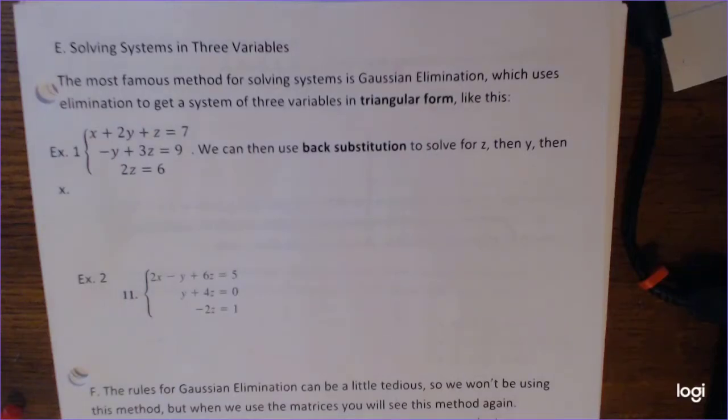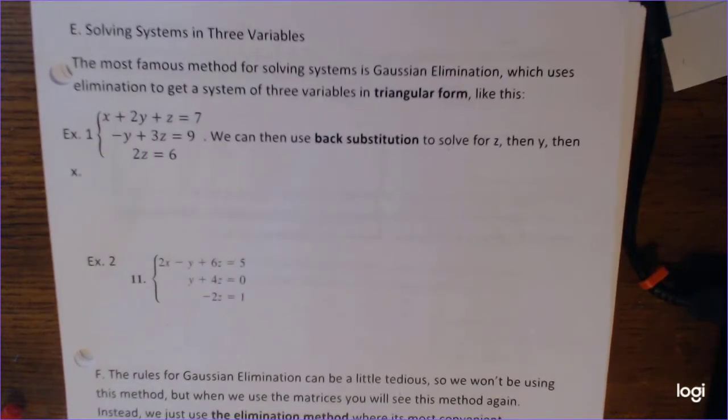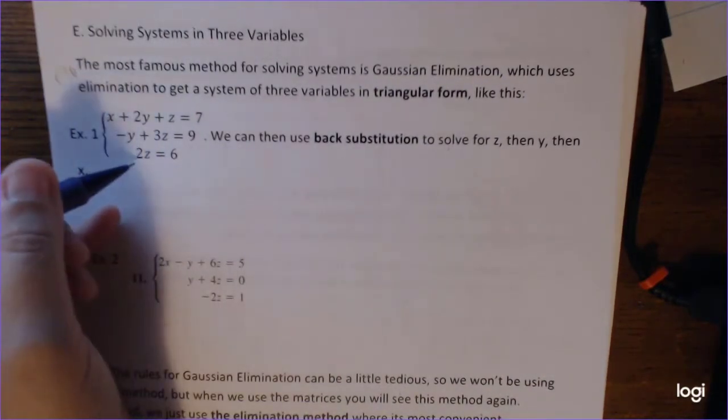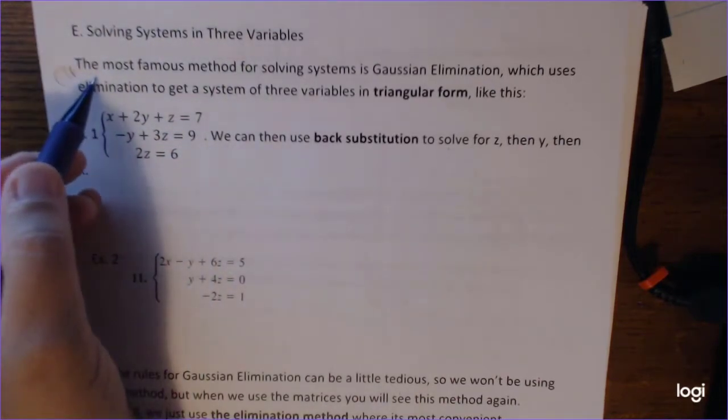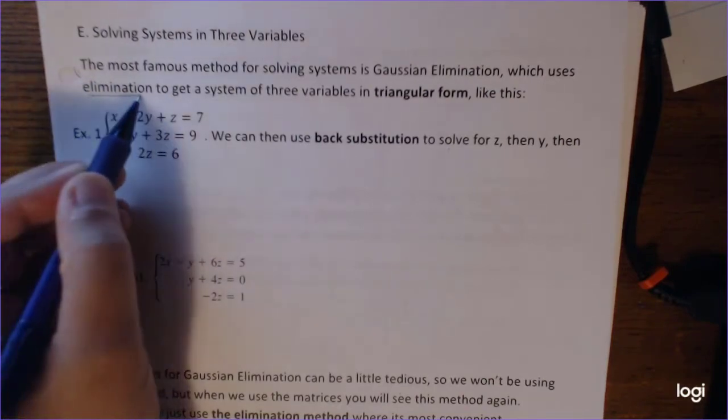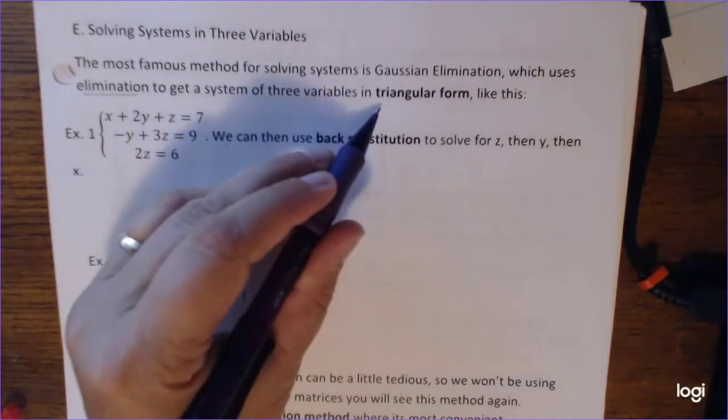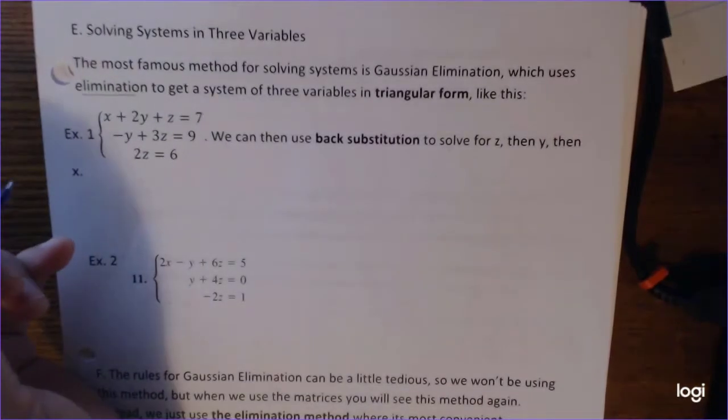Okay, this video is on solving systems of 3 variables, and we'll start with something a little bit easier than what they can be. The most famous method of solving systems is called Gaussian elimination, which uses elimination to get a system of 3 variables in triangular form.